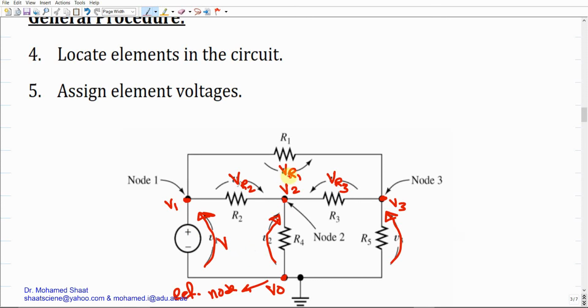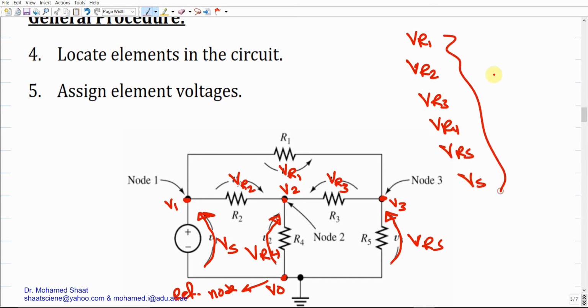You can give, for example, VR1, VR2, VR3. I can give, for example, here VR5. Here I'm going to have VR4. Then I'm going to have here VS. Make sense? And you should understand that VR1, VR2, VR3, VR4, and VR5, in addition to VS, all of these voltages are the element voltage, not the node voltage. Make sense? And this is the objective of step 5.